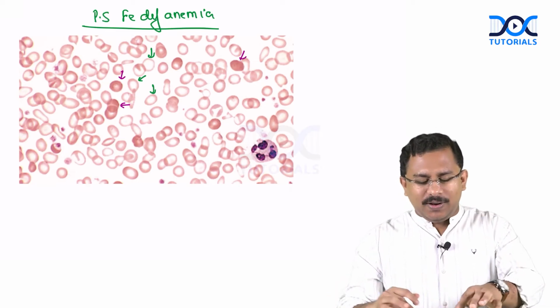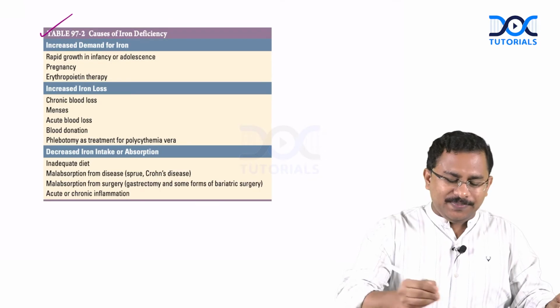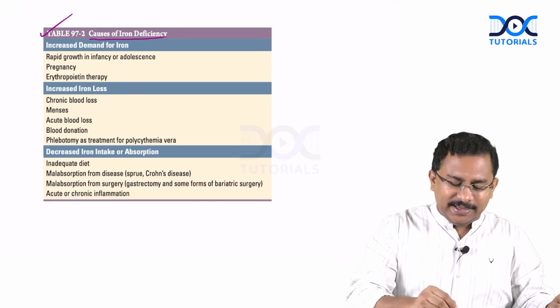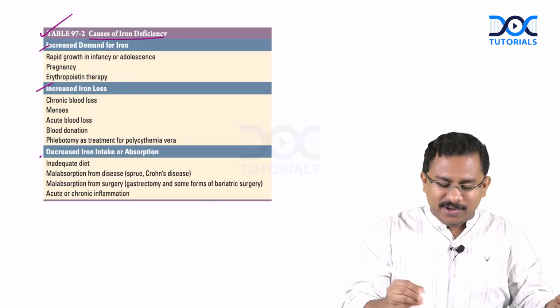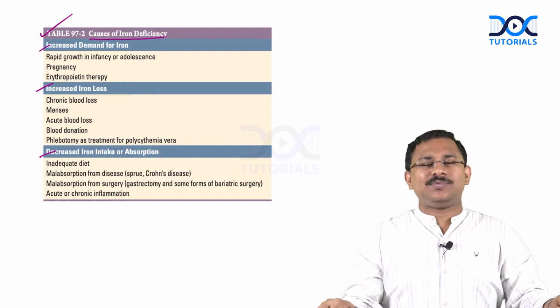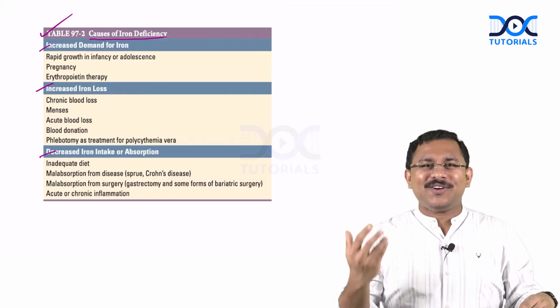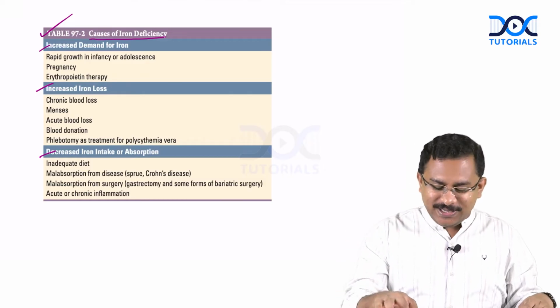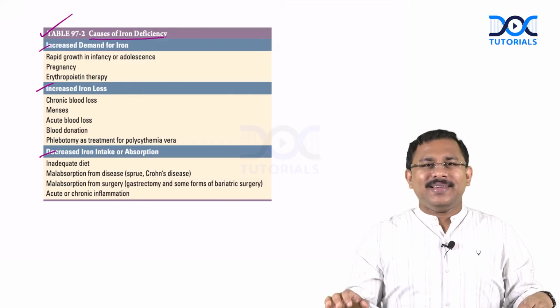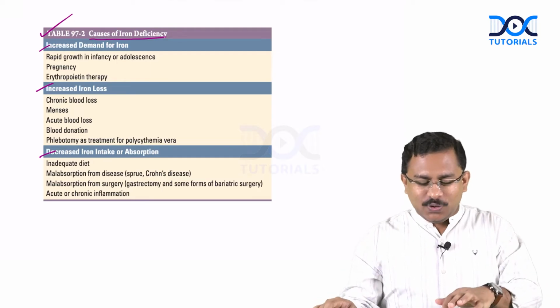So iron deficiency can occur because of numerous causes. Causes of iron deficiency like increased demand for iron, increased iron loss or decreased iron intake or absorption. There are numerous causes, but remember this is a common anemia. And for this question, you have got to go for that answer. Okay. So I hope that is very clear. Let's go to the next question.